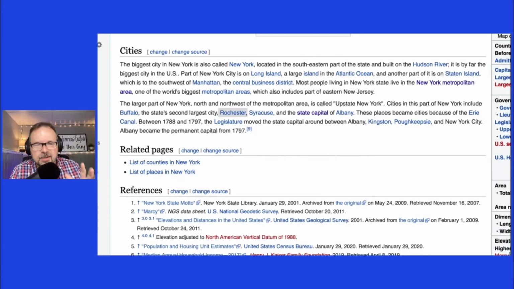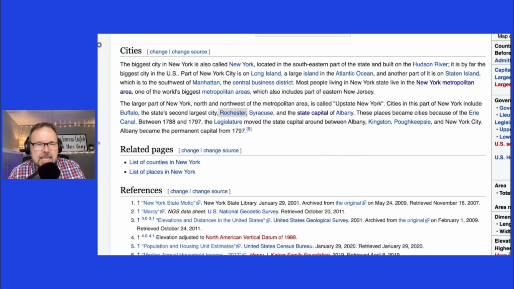All right, you see that city that I highlighted? Don't even try to sound it out. Don't even try to read it because it sounds nothing like it looks. That is Rochester. Syracuse, and the state capital of Albany. These places became cities because of the Erie Canal.